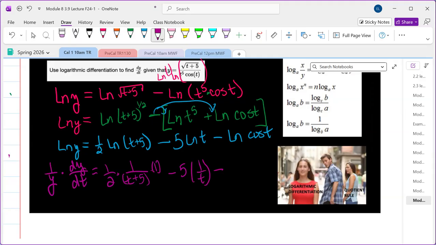Minus the derivative of natural log of cosine t will be 1 over cosine t times the derivative of cosine, which is negative sine. Now, I haven't gotten the derivative dy dt by itself. I've got this 1 over y here. And I'm going to clean up my strung out derivative sum.